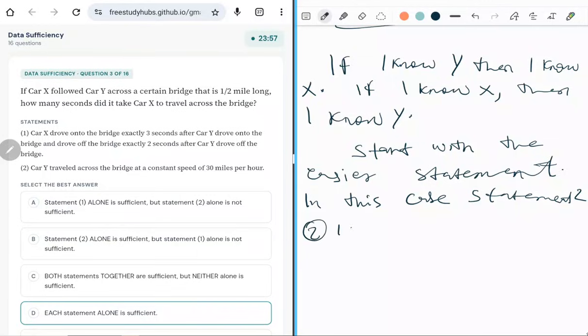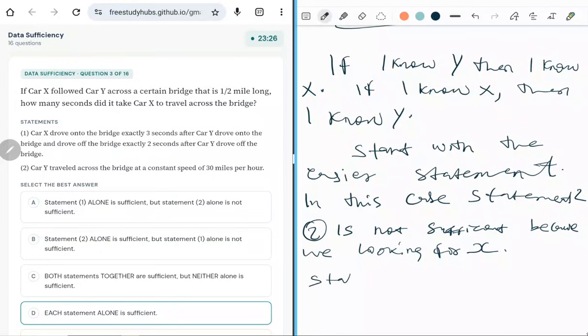3 seconds. So car X drove. Let's say car Y and car X. So this is 3 seconds, and they say they are all moving at a constant speed, and then drove off the bridge 2 seconds after car Y. So how many seconds did it take car X to travel across the bridge? We don't have this information. Hold on. We can cross some things out already.